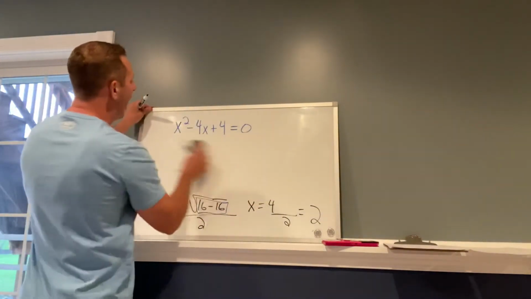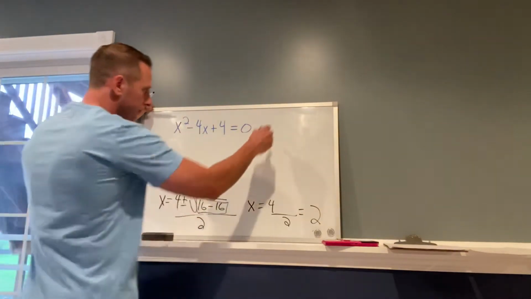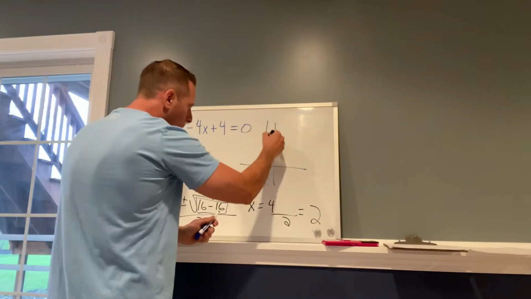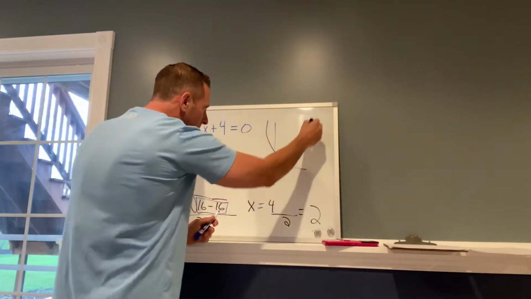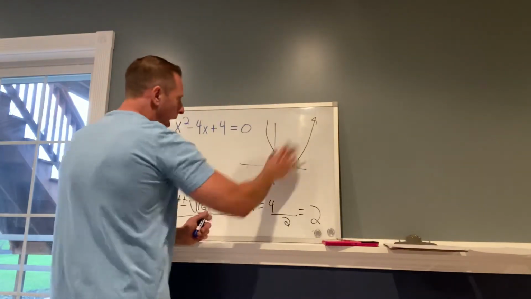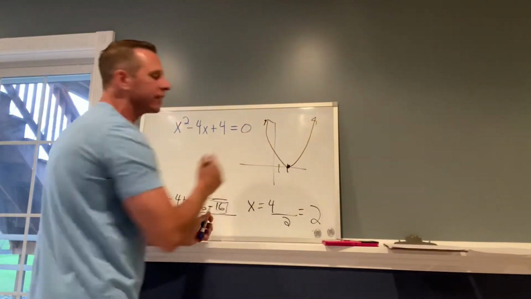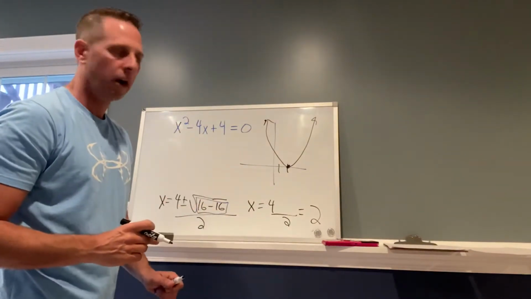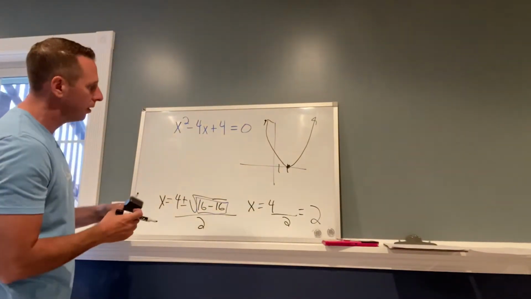If we were to graph this parabola, it's going to come down, bam, hit the x-axis right there at 2, and then go back up. Our vertex is on the x-axis. Okay? All right.